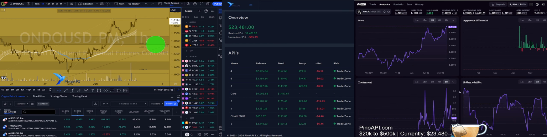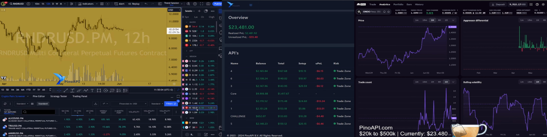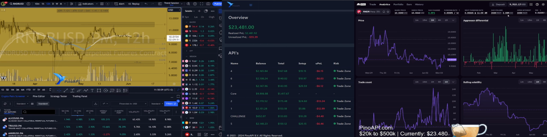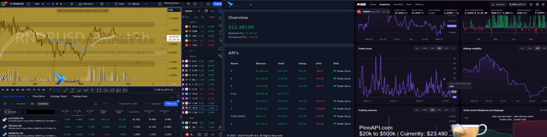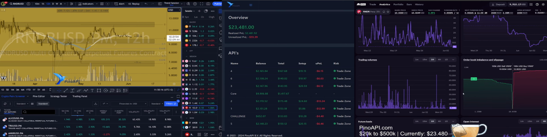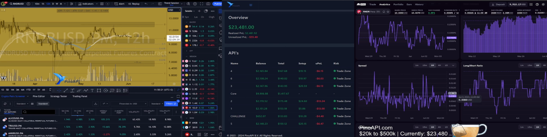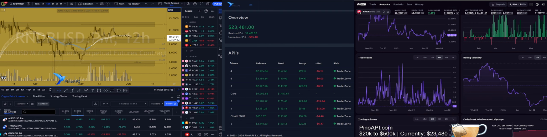Because of the low trade count, I kinda have to pass on this one, although the chart looks great. Render. Nice volume. A lot of shorting going on. The open interest increasing, decreasing, I'm sorry. I don't think this is looking good for Render.